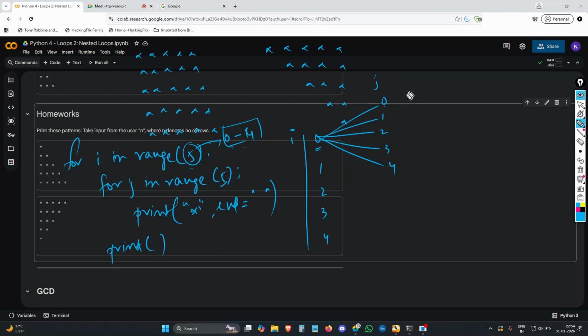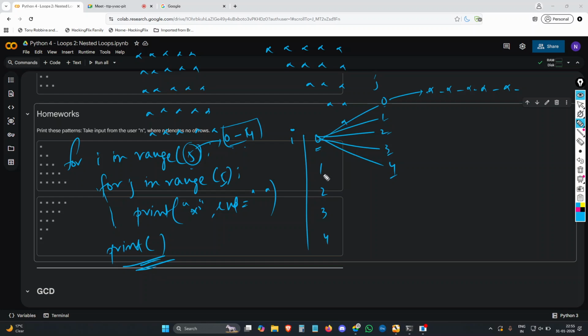Now for each j value, what am I printing? I am printing a star, then one space. For this also I am printing one star, one space. For this also, one star, then space. For this also, one star and space. And then this print comes in because one iteration of j is done. The first 5 iterations of j are done for i equals 0, and then the print of the new line is done.